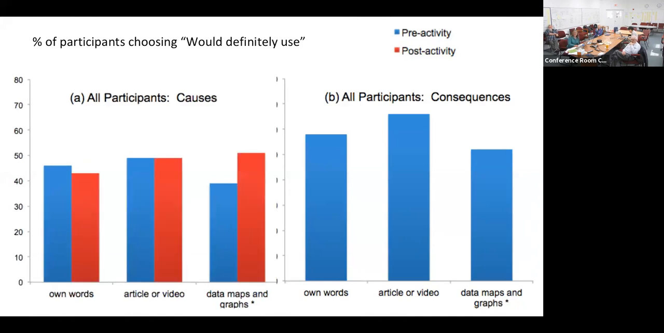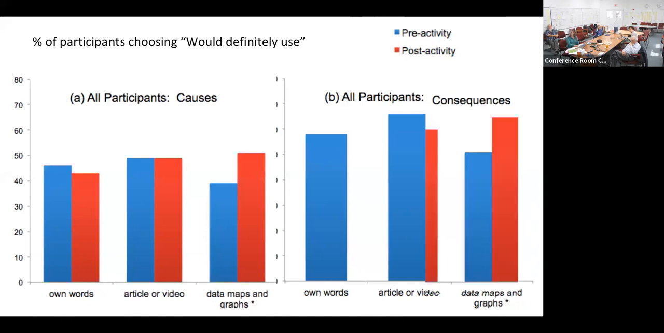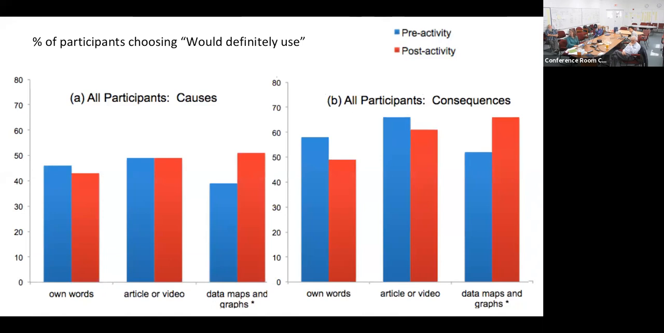However, afterwards, the situation had reversed. And so afterwards, on the causes questions, they're most likely to show their friend data maps and graphs. And on the consequences questions, they're most likely to show their friend data maps and graphs. And the difference between data maps and graphs pre and data maps and graphs post is a significant difference.